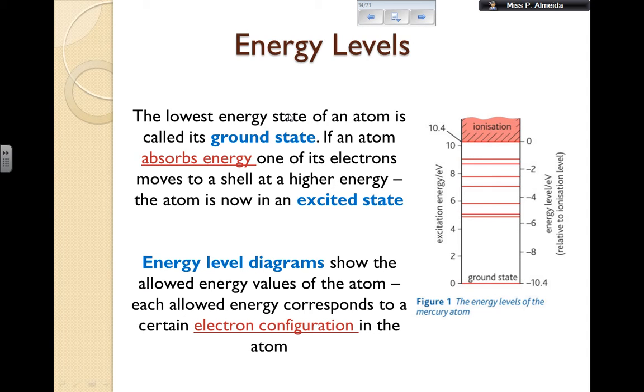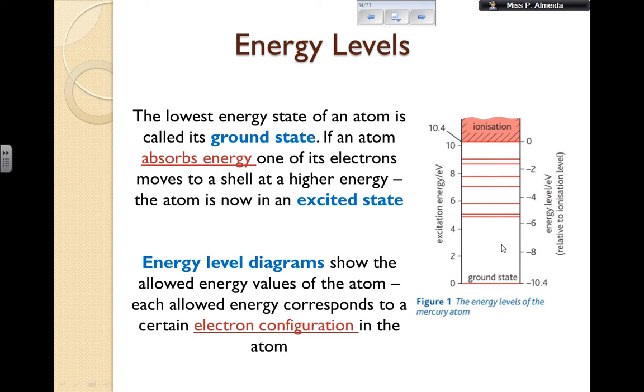So this is an example of the energy levels. I have here the ground state, I have the excitation energy in electron volts, and I have the actual energy level in electron volts. You can see the ground state has the least energy, and then it keeps growing until I can have ionization. If I reach 10.4 electron volts, my electron can actually leave the atom, okay? Ionization can happen. And all these red lines are the energy levels for this particular atom.